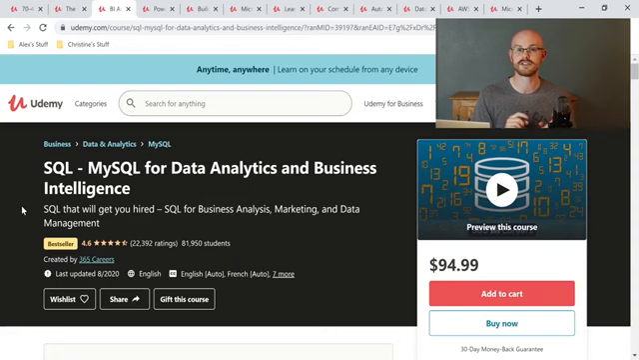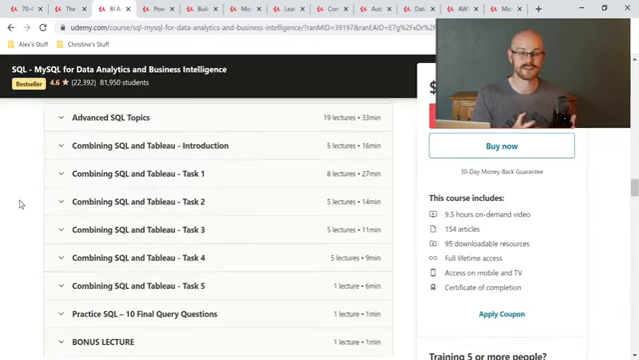So let's look at some of the things that you're going to learn in this course. Like I said, you're going to go through all the basic and the intermediate SQL things like we talked about in the previous courses, but this course specifically is going to show you how to combine SQL and Tableau together so you can build those visualizations with the data that you're actually looking at and working with in SQL.